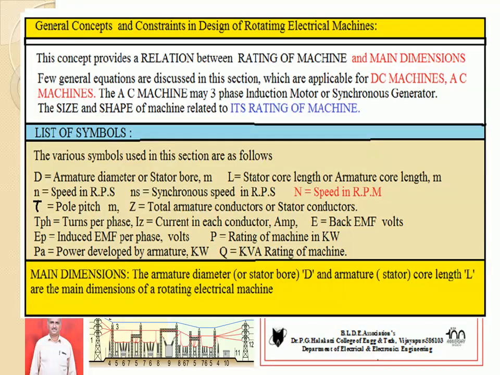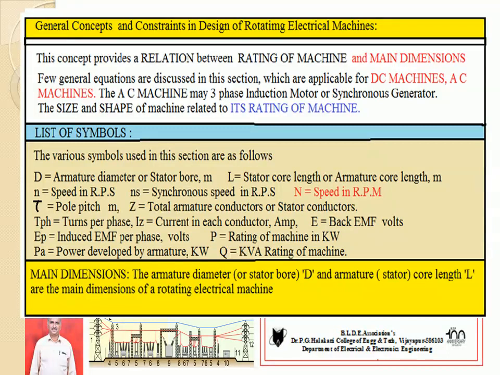So P be the rating of machine, particularly in DC machine, in kilowatts. Q be the kVA rating of machine, for AC machines. PA, power developed across the armature, again in kilowatts. These symbols are very much required for all these modules. These are basic equations throughout the modules.